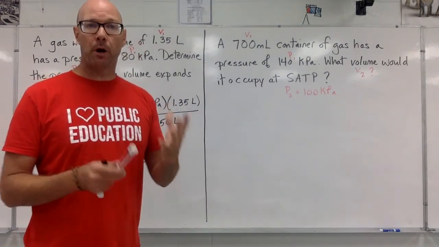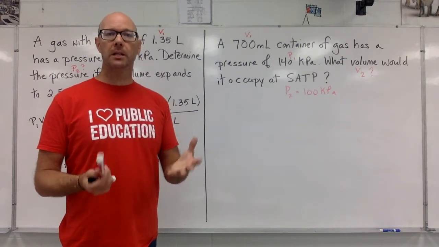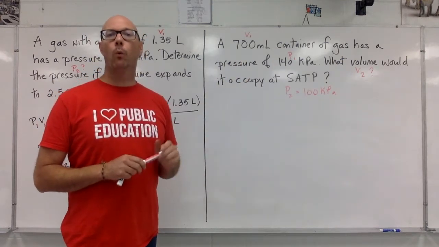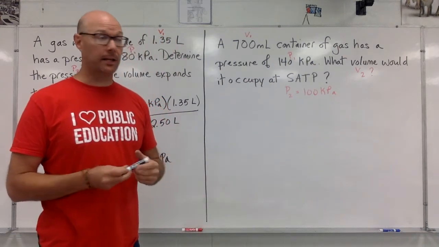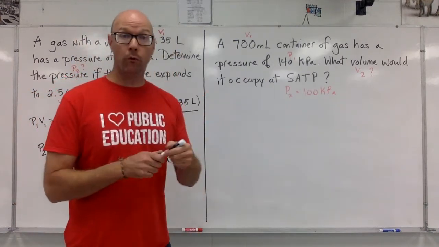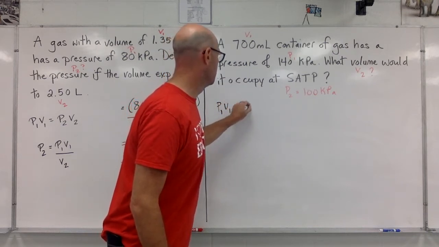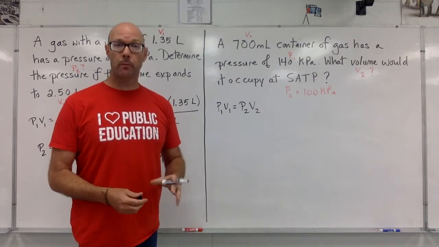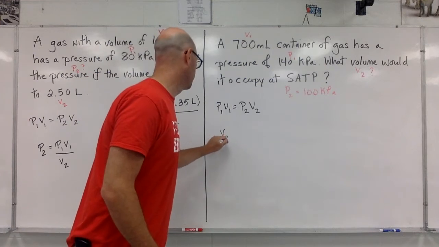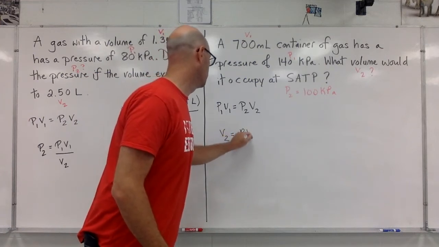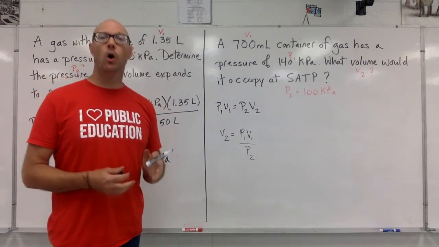Having SATP as part of the question, it's a shorthand way, it's an indirect way, it's a slightly annoying way of letting me know that the pressure became 100 kilopascals. So now I move forward with my calculation. Maybe I feel comfortable with the whole formula. I don't need to write it down if I don't need to. There's the main formula, Boyle's law. I'm trying to solve for V2. It's P1 times V1 over P2.